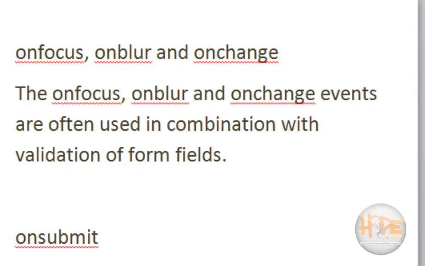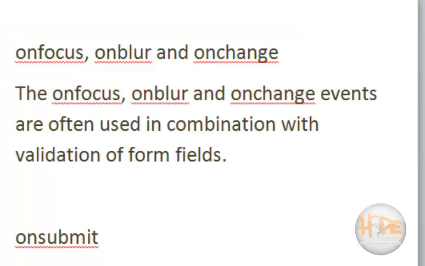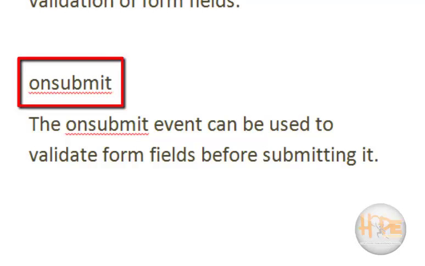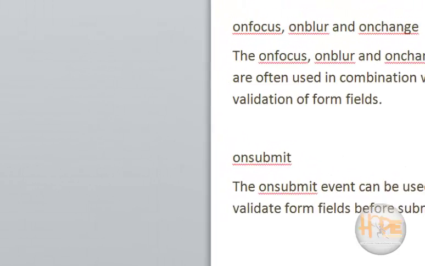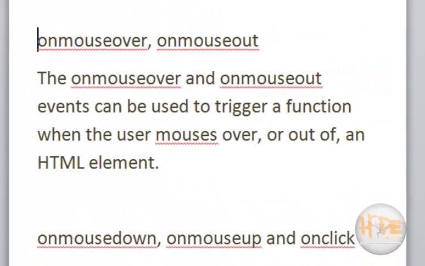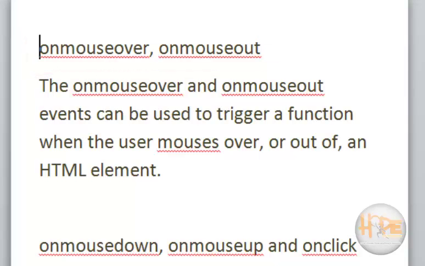Then onfocus, onblur and onchange events. The onfocus, onblur and onchange events are often used in combination with validation of form fields. Then the onsubmit event. The onsubmit event can be used to validate form fields before submitting to the browser. Then onmouseover and onmouseout events. These can be used to trigger a function when the user's mouse is over or out of an HTML element.